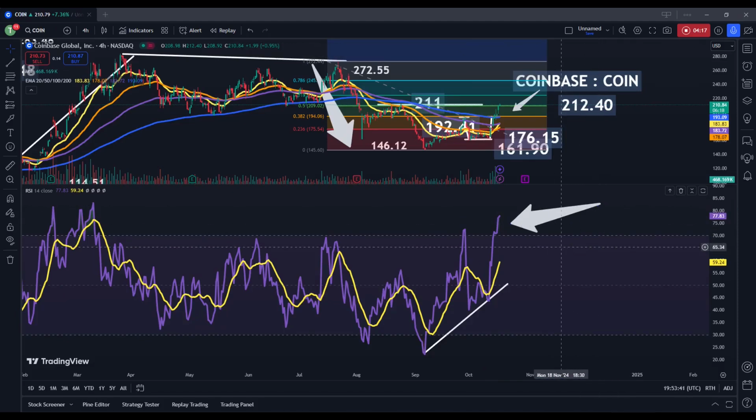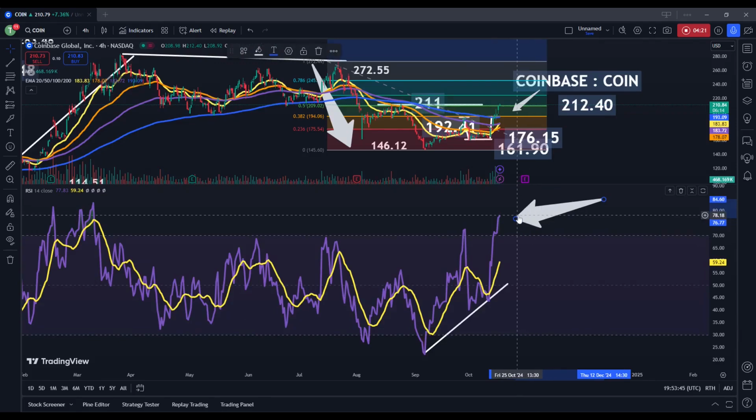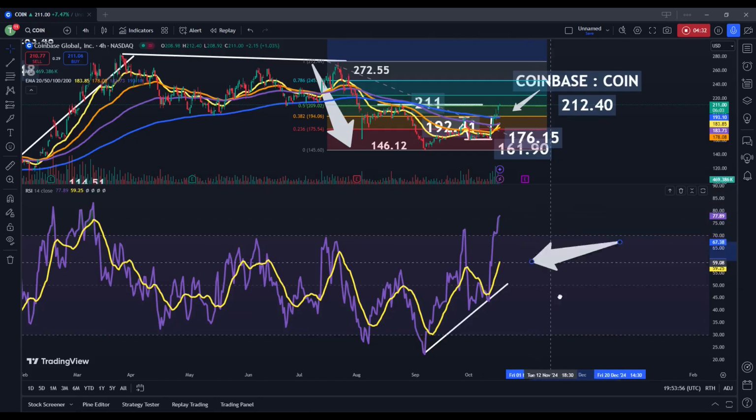That shouldn't be surprising because this is a lot of upside activity here in a short period of time. And the 4-hour relative strength index reading currently comes in right around 78.2. So we're definitely trading in overbought territory at the moment.